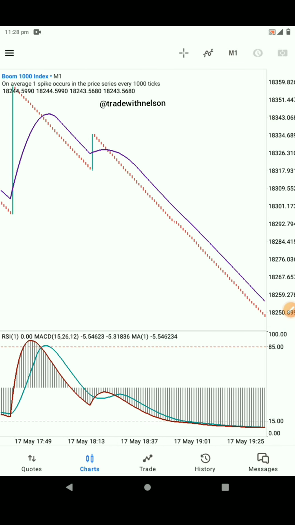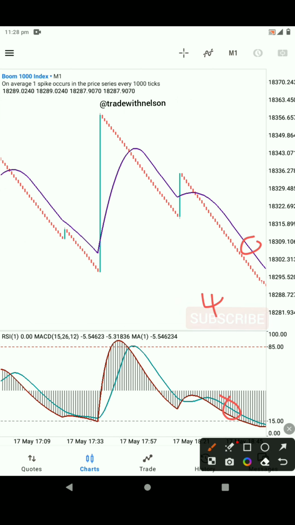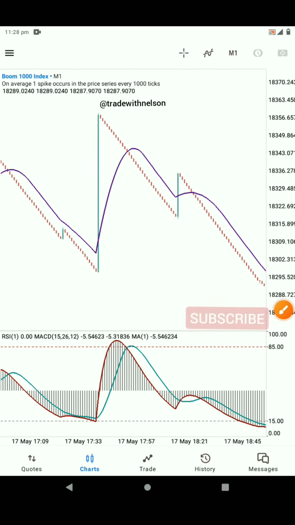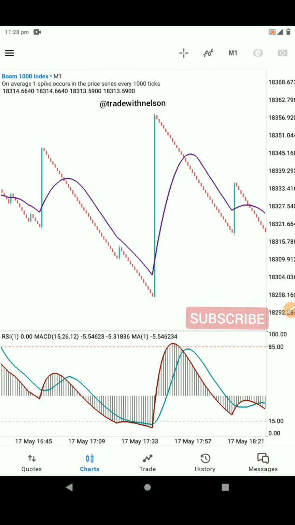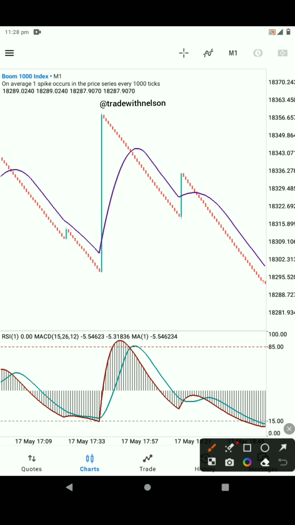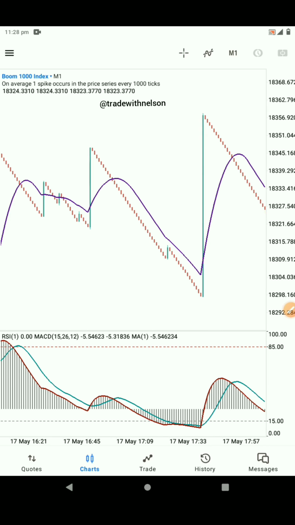Yesterday I dropped a strategy on this channel on how you can use these simple indicators to swing trade any market on the 4-hour time frame. But today I'll be showing you how you can easily use these same indicators to scalp 5 candles in the boom and crash market. This strategy works perfectly on the Boom and Crash 1000 and the 900. I will show you examples so that we understand better.